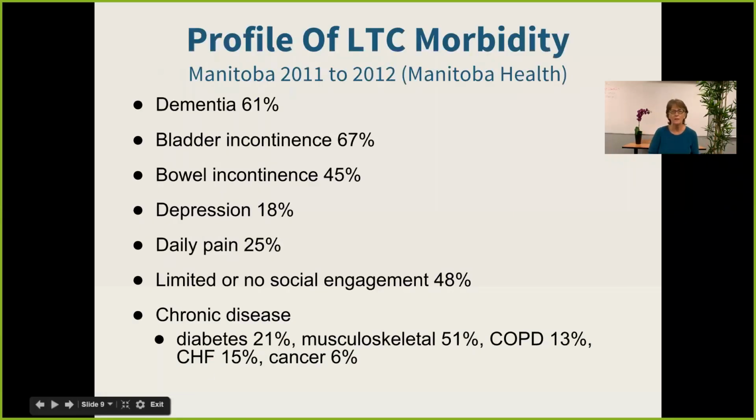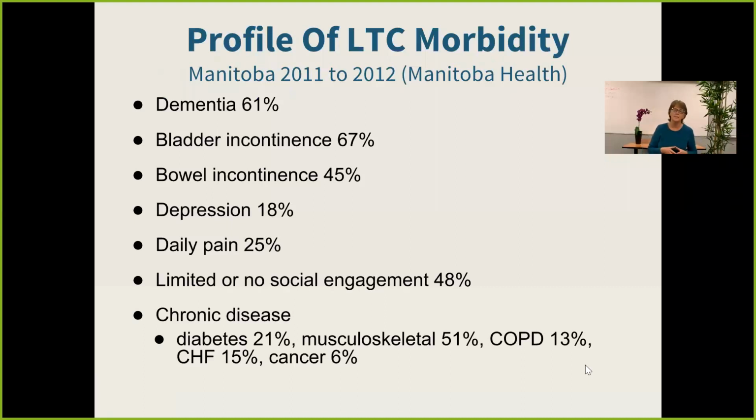And here I'll show you this is what Manitoba Health has, this is year 2011, 2012. It says the profile of long-term care mobility. 61% of people in long-term care have dementia. And this is 2012, and I would guess that if we looked at 2016, that dementia will be higher. I've just noticed that in my own practice.